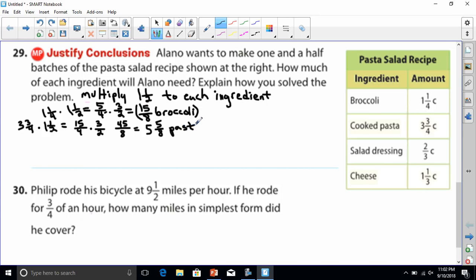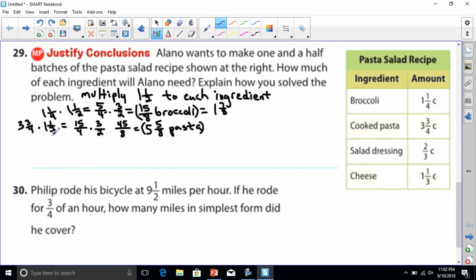I did notice on 29, I didn't turn this to simplest form, did I? Because 8 goes into 15. So if this is 15 over 8, it really goes into it 1, and how many is going to be left over? 7/8. Okay, and that's for the broccoli.